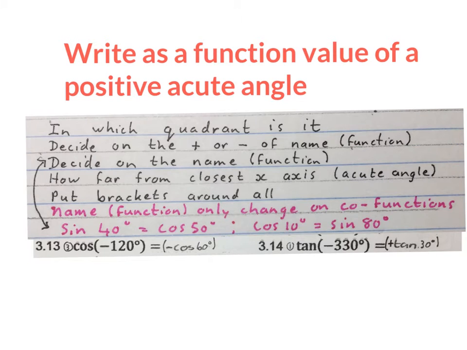Write a function value of an acute angle and then put all of this in brackets. But by the end of this video, I would like you to use this, which is put in layman's terms. First, in which quadrant is it? Decide on the plus or minus of that name of the function. Decide on the name you're going to use. How far are you from the closest x-axis? That's the acute angle. Put brackets around all. And just the name will only change if you use co-functions, but you'll understand that as we go.